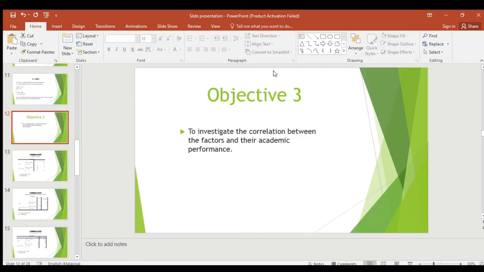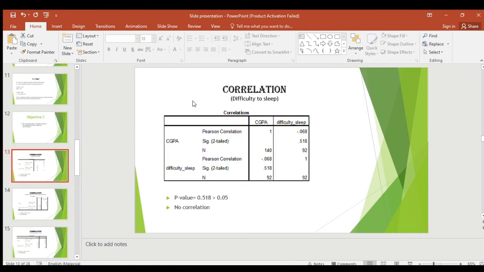And our objective 3 is to investigate the correlation between the factors and their academic performance. We use the Pearson correlation method for our 6 factors, and the result is that all 6 factors get a p-value higher than 0.05, which means no correlation.